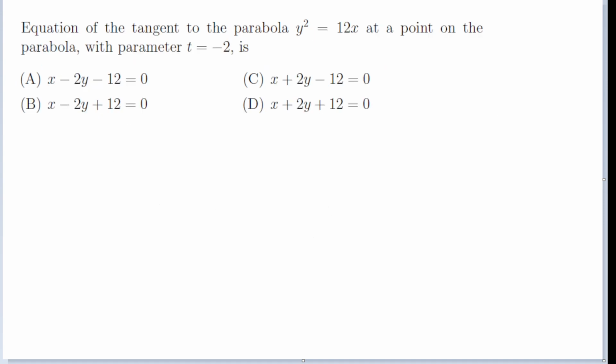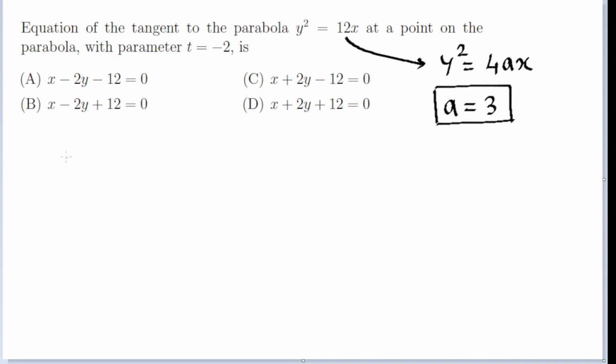Alright, moving on, we have equation of the tangent to the parabola y square equal to 12x at a point on the parabola with parameter as t equal to minus 2 is which of the following? Right? So we have to find the equation of the tangent at a point with a given parameter value. Right? So once again, first of all, comparing the equation of the parabola with the standard equation, we will get the value of a as nothing but 3, correct? It's 4 3s are 12.